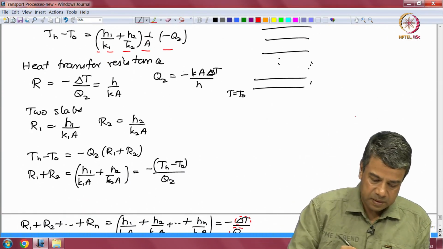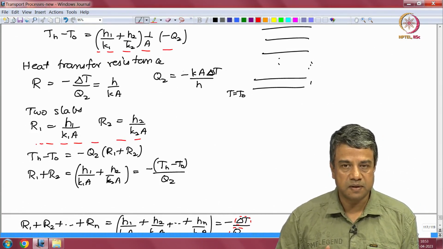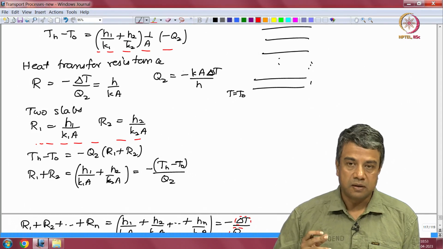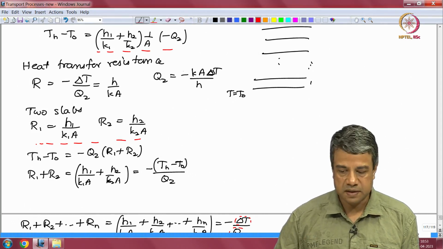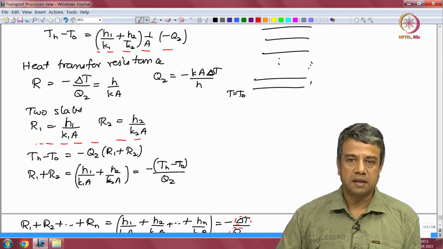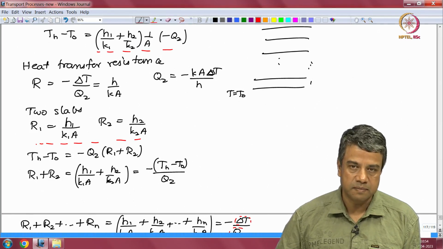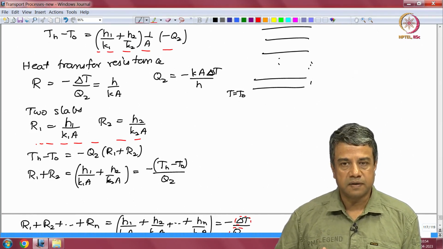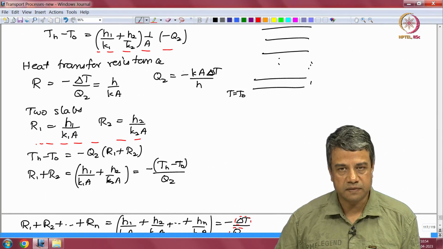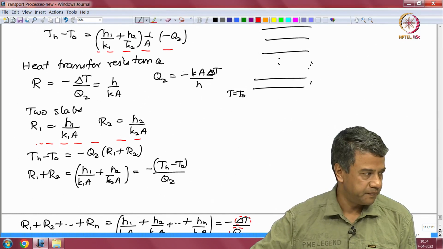So, this is what I had demonstrated over here. If you have two slabs, you get two resistances; multiple slabs, you get multiple resistances. The total resistance is the sum of the resistances for this series configuration, where the current is the same, that is, the flux is the same, and the temperature difference is the sum of the temperature differences across each slab, or the voltage difference is the sum of the voltage differences across each slab. So, that is the series configuration.